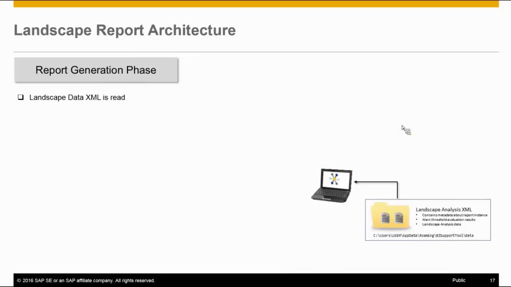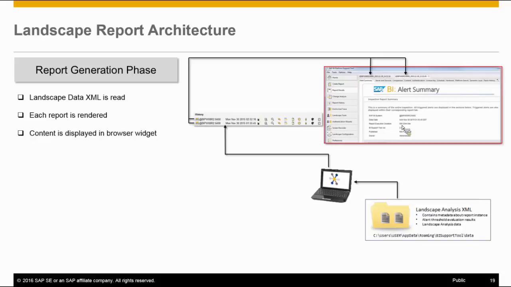The next phase is the report generation phase, and to generate the report, we go and read the data from the landscape data XML. Each report is rendered based on what analysis types were chosen for that report. And then the content is displayed in the browser widget. For each of the landscape reports, or the analysis types that you choose, there will be a tab, and then you can actually view more than one report and compare between the two if you want.